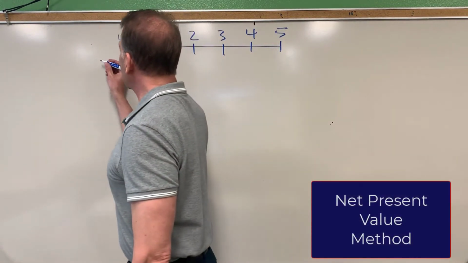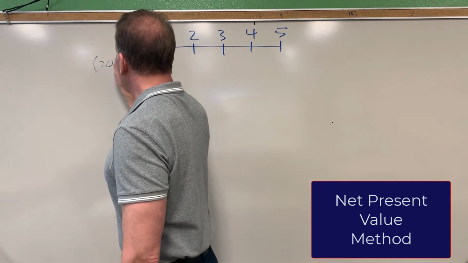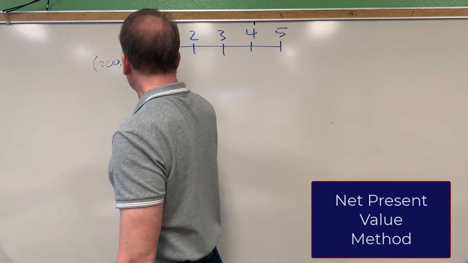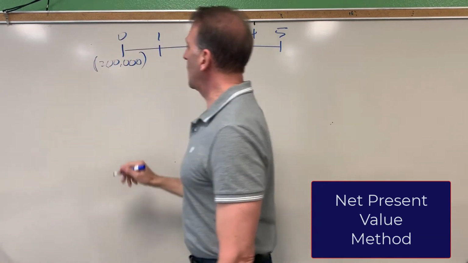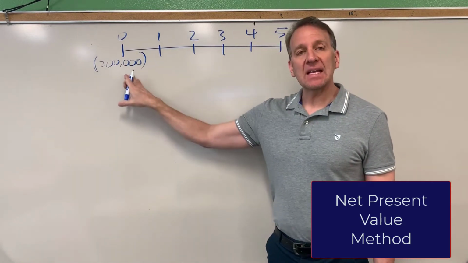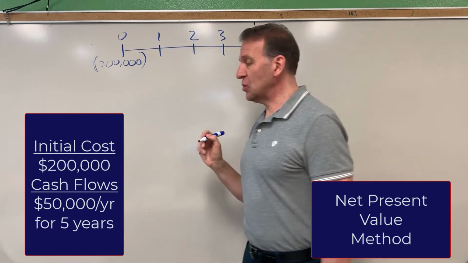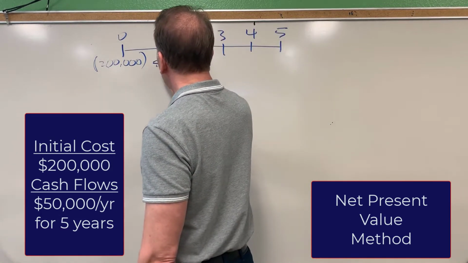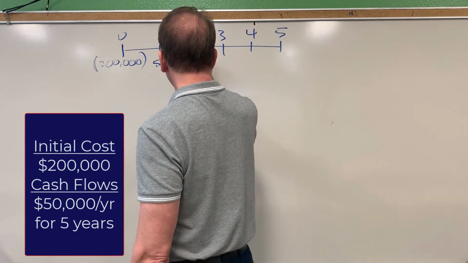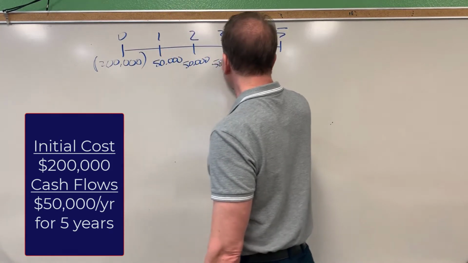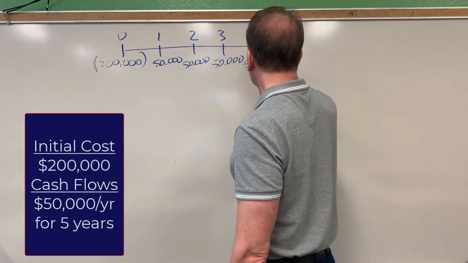Let's assume that we have some equipment that we might purchase, and the cost of this equipment is $200,000. So I'm writing $200,000 negative because that's the cost of the equipment. Let's also now assume that the cash flows associated with this will be $50,000 each year for 5 years.